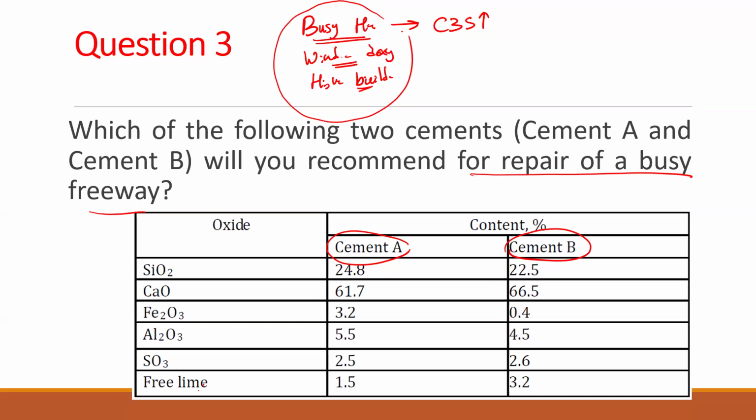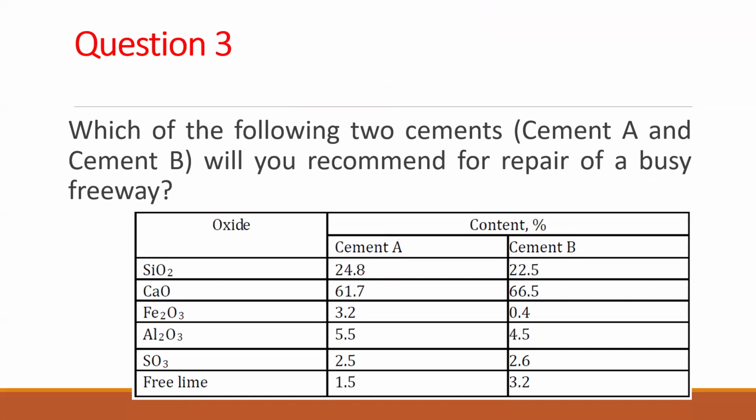There are other examples as well. You need to have a cement with high C3S. Now, they have given you cement A and B, and they have given you the oxides. But just by looking at the oxides, they are very close to each other. If you look at silicon dioxide, they are 24 and 22. So they are very similar. Just by looking at the oxide compositions, we won't be able to recommend the cement with high C3S. Now we need to do the calculation. So let's do the calculation.